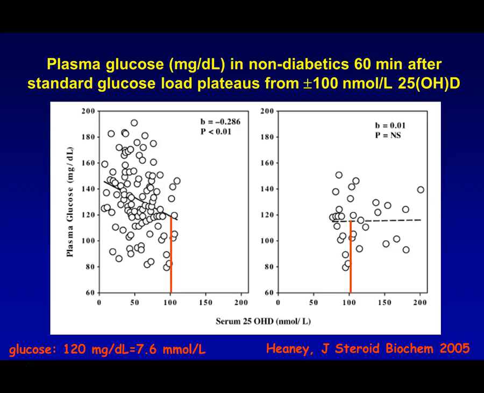Also, there's a relationship between the plasma glucose in non-diabetics after an oral glucose tolerance test, and it seems that the lowest glucoses are reached at a 25-hydroxyvitamin D level above 100 nanomoles per liter. As you can see, there's huge variation in plasma glucose, so this is not a real strong way to determine a cutoff value.